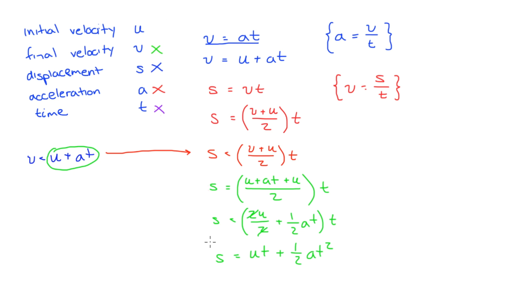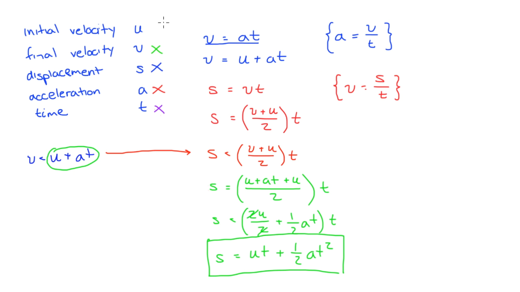And that is the equation that we're going to use if we do not have a final velocity and we're looking for any one of these 4 variables between displacement, initial velocity, time, and acceleration. If we have the other 3, then we'll be able to find out what any of these variables are.